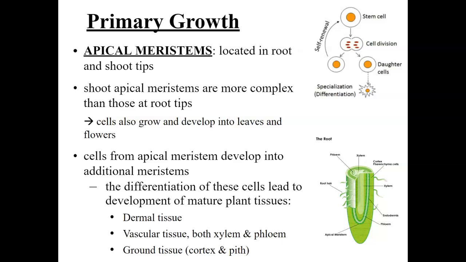When primary growth is occurring, growth occurs from the apical meristems, and ultimately this meristematic tissue will develop into additional meristematic tissue that eventually develops into specialized mature plant tissues. So we've talked about these mature plant tissues before: dermal tissue, vascular tissue, both xylem and phloem, and then ground tissue, the cortex and the pith. All of these initially came from meristematic tissue that ultimately went through a differentiation process to get them to be these more specialized mature tissues.